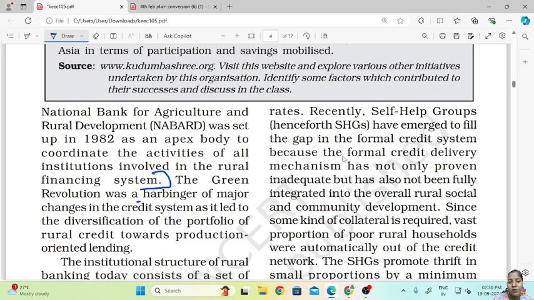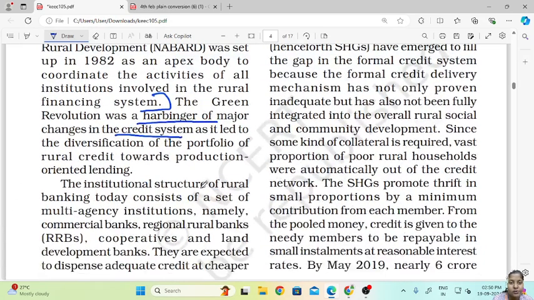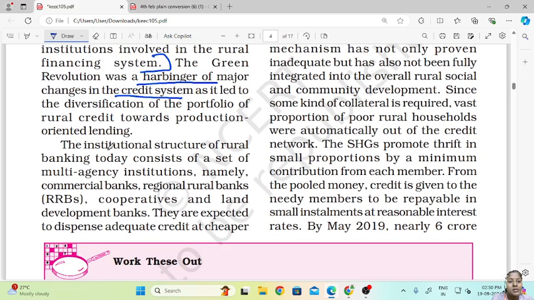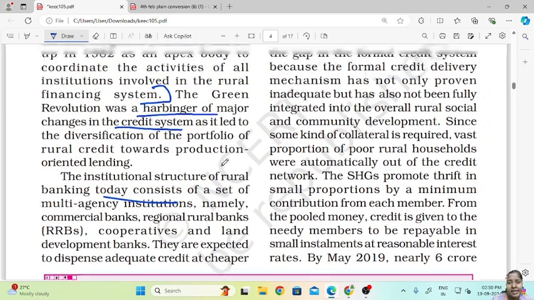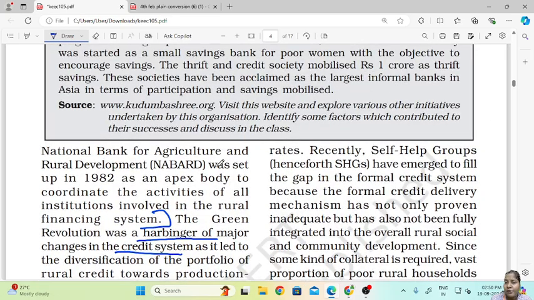The Green Revolution was a harbinger of major changes in the credit system, as it led to the diversification of the portfolio of rural credit towards production oriented lending. The institutional structure of rural banking today consists of various multi-agency institutions like commercial banks, regional rural banks, cooperatives and land development banks. They are expected to dispense adequate credit at cheaper rates. Even self-help groups are helping rural women and giving them the credit system.